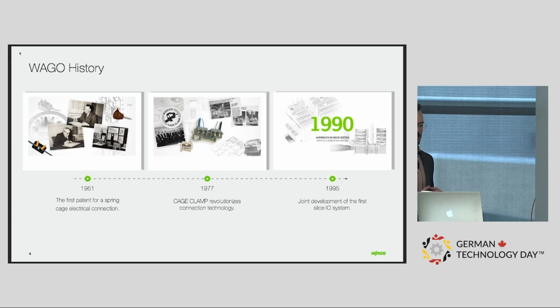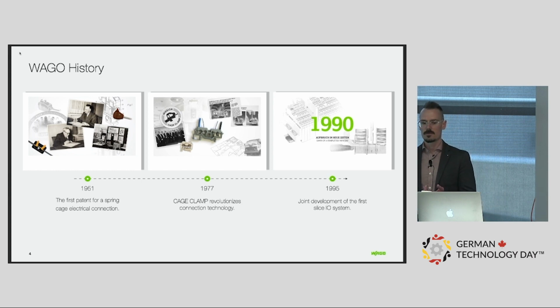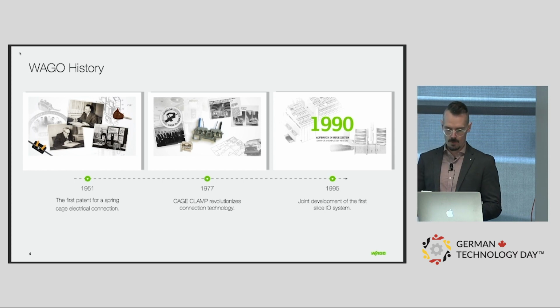So we've got a lot of experience in mobile applications, rail cars. Right now we do a lot of business with drilling rigs, any kind of heavy duty commercial industrial environment. That's where we got our expertise. In 1977, we came out with the next generation of that, like the spring cage you would see today.